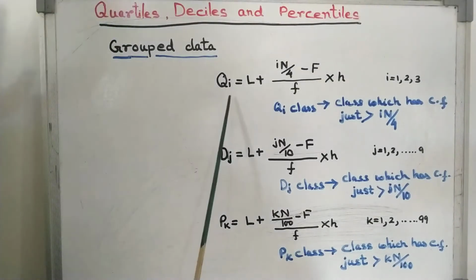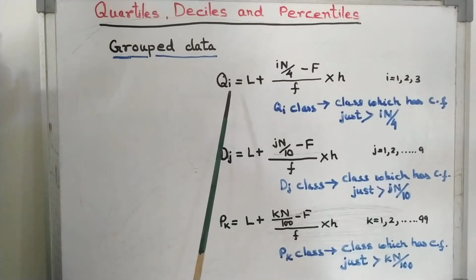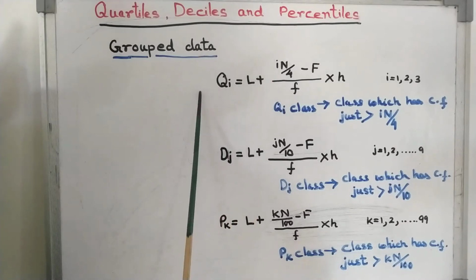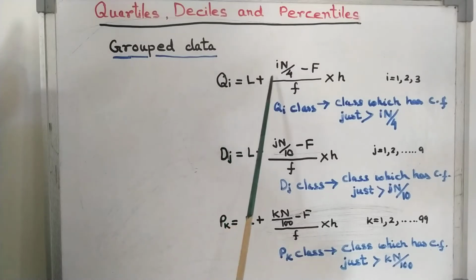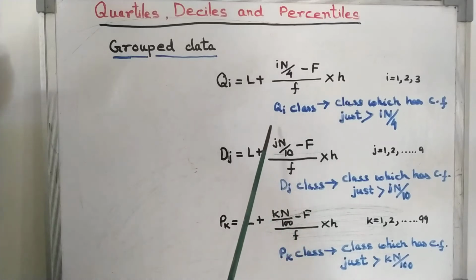So I have written it generally with i. As we know, i goes from 1, 2, 3. If you are asked to find the first quartile value, you put 1 here, and here also 1. So the formula will be Q1 is equal to L plus n by 4 minus F, by f, into h.